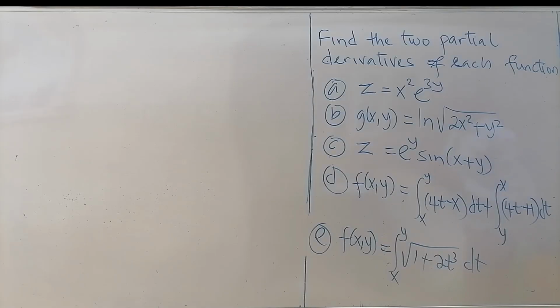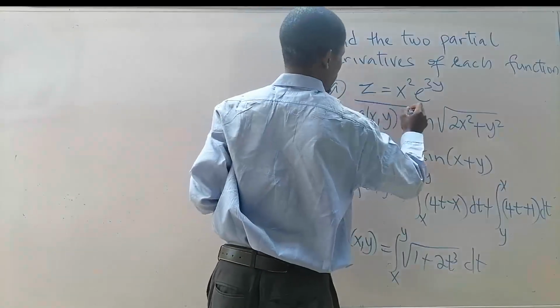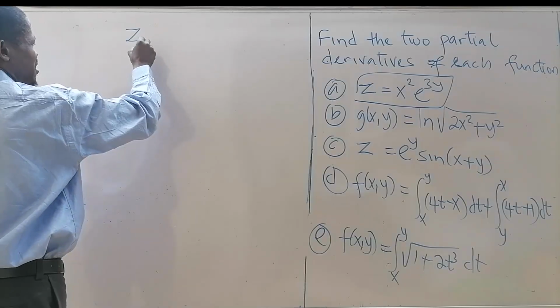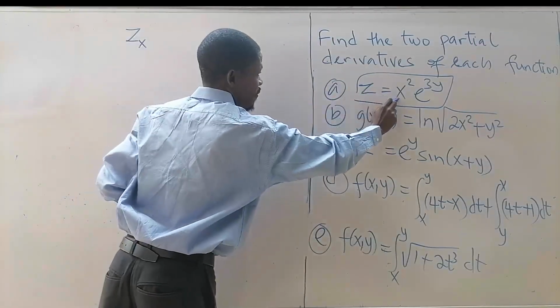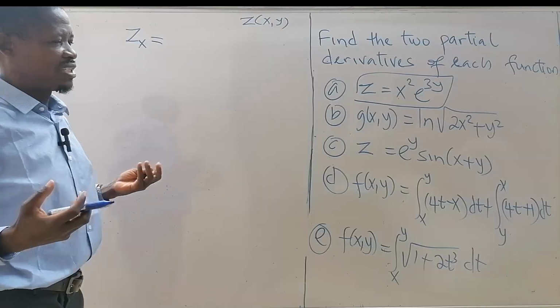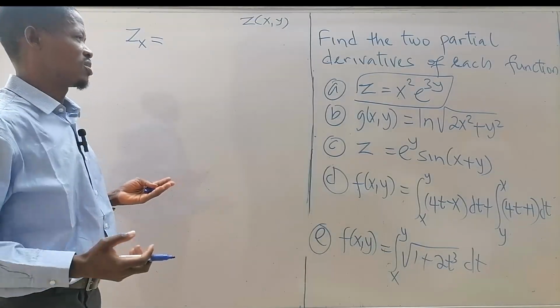We have this question: find the two partial derivatives of each function. The first one, we have this. That's very simple. We're going to differentiate with respect to x. The first variable is a function of two variables. We are doing the partial derivative with respect to x. You keep your y constant.